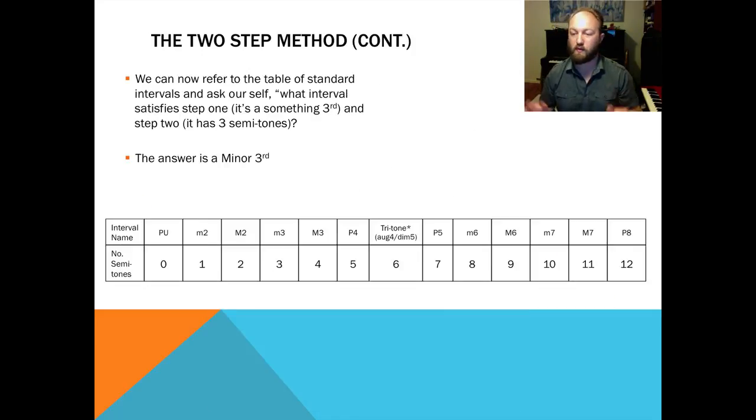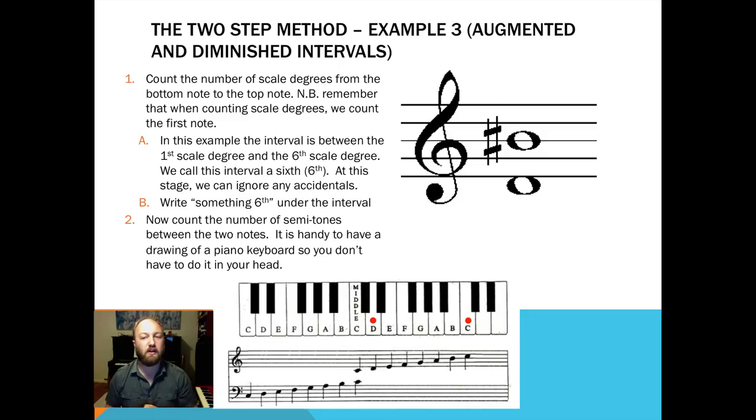So again, we refer to our table and say, we counted, it's a something third, so I'm expecting it to be one of these two: a minor third, which is 3 semitones, and a major third, which is 4 semitones. Remember, we counted 3 semitones, so it's going to be a minor third. That's what that interval is called. Sounds pretty straightforward. Let's try another example.